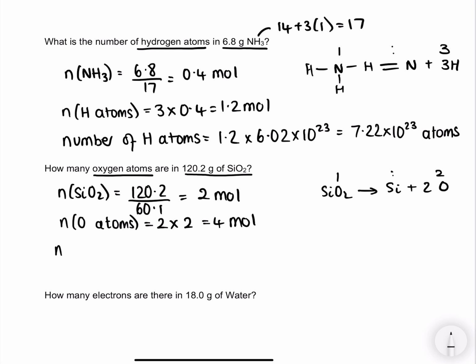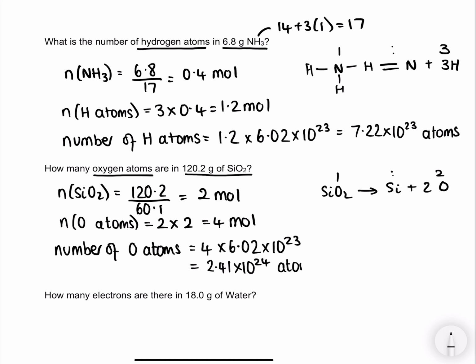So then the actual number of atoms, not the number of moles, would be 4 times Avogadro's constant. So that would be 2.41 times 10 to the 24 atoms. You could have kept the 2.408, but I've rounded to 3 significant figures here.